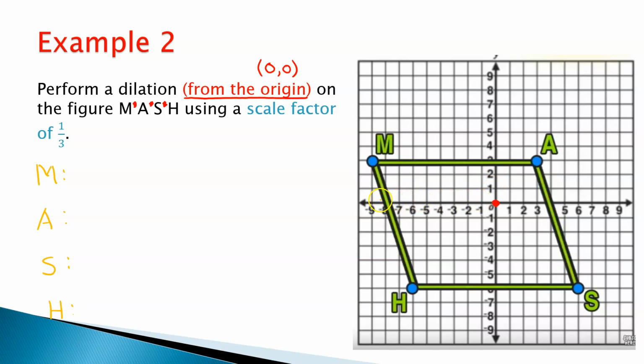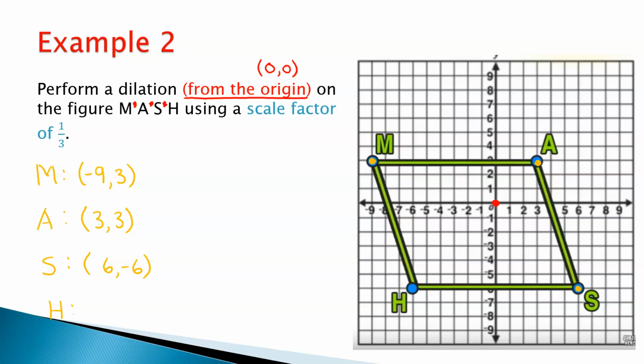Okay, so let me get the coordinates for M. M is sitting at -9, 3. So M right here, it is at -9, 3. All right, what about A? A is over here at 3, 3. S is down here at, what is that, 6, -6? Whoops, 6, -6, excuse me. 6, -6, 6 to the right, -6 down.